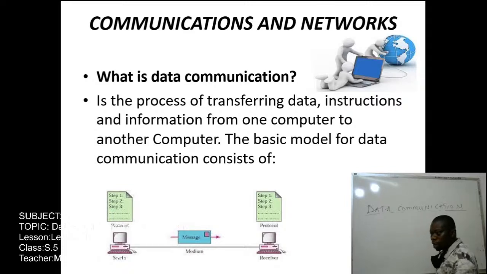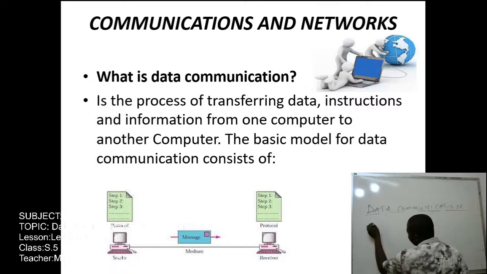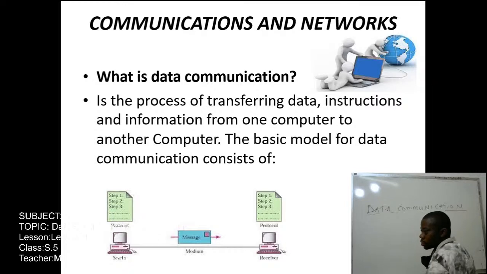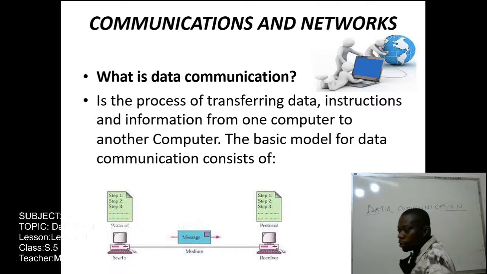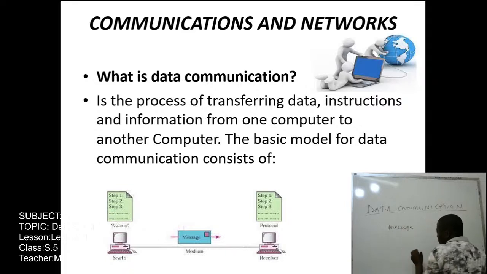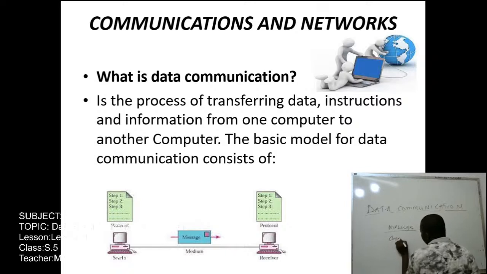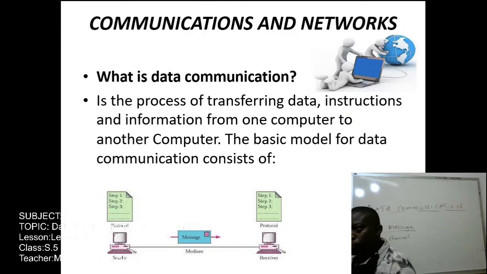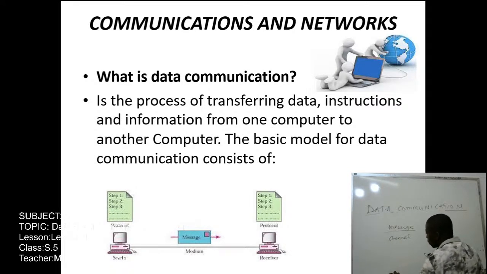Think about a time when you are called by your mother: please, I want you here to do this and this for me. At that time, the mother is calling you. There should be a message flowing from your parent to you. Then there is also the means or channel your parent is using. There are other components that should be available for us to see that communication is taking place. So we are going to go through the basic components.